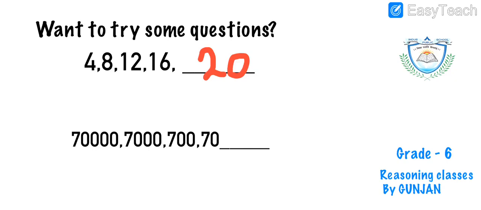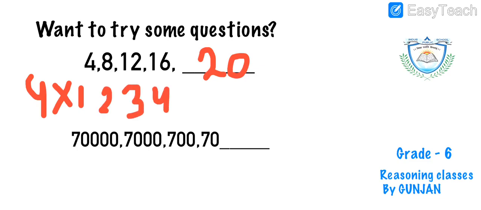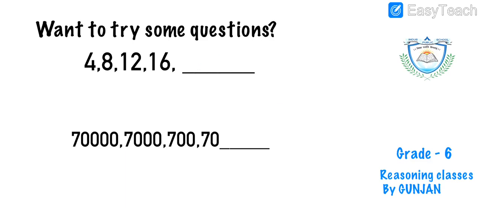Now, see, when we are writing, this is 4 ones are 4, 4 twos are 8, 4 threes are 12, 4 fours are 16. That means we are multiplying 4 with 1, 2, 3, 4, 5, and so on. We will continue with the series. Got it? Moving on to the next question.